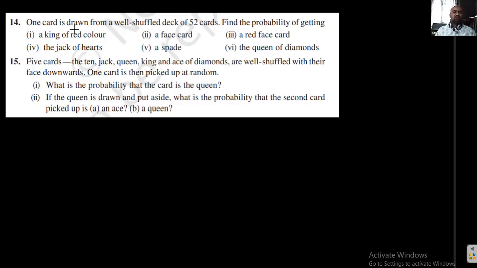Next question, students. One card is drawn from a well shuffled deck of 52 cards. Find the probability of getting a king of red color. Directly I want to write the answers for that. Steps you people can write on your own. A king of red color: there are 26 red cards, and 2 kings will be red colored kings. So I can say 2 by 52, or you can simplify it. That is the answer for the first problem.